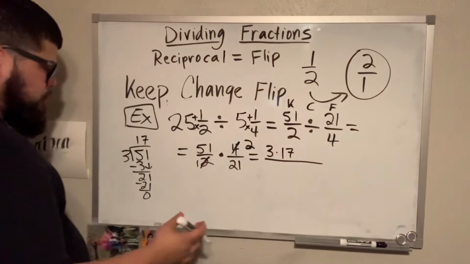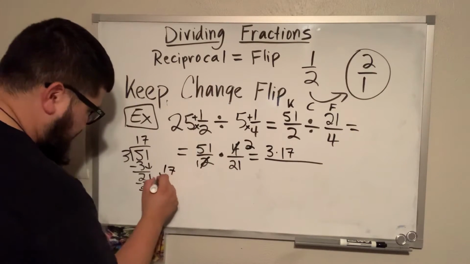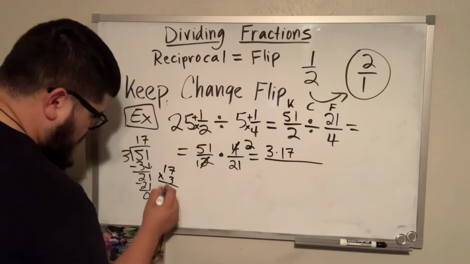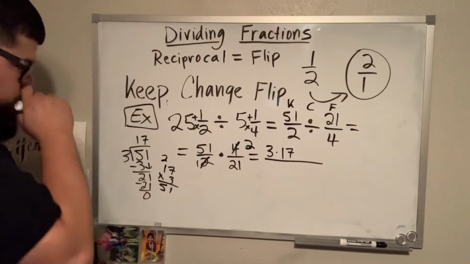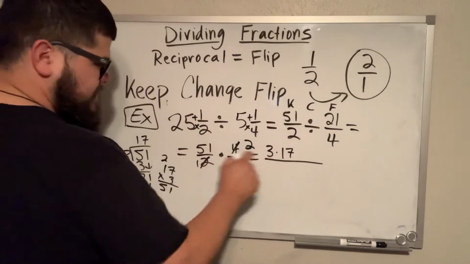3 and 17 are both prime. Because again, if we did 17 times 3 to check this, 3 times 7, we get 21. Carry my 2. 1 times 3 plus 2, we get 5. 51. So 51 is actually 3 times 17.